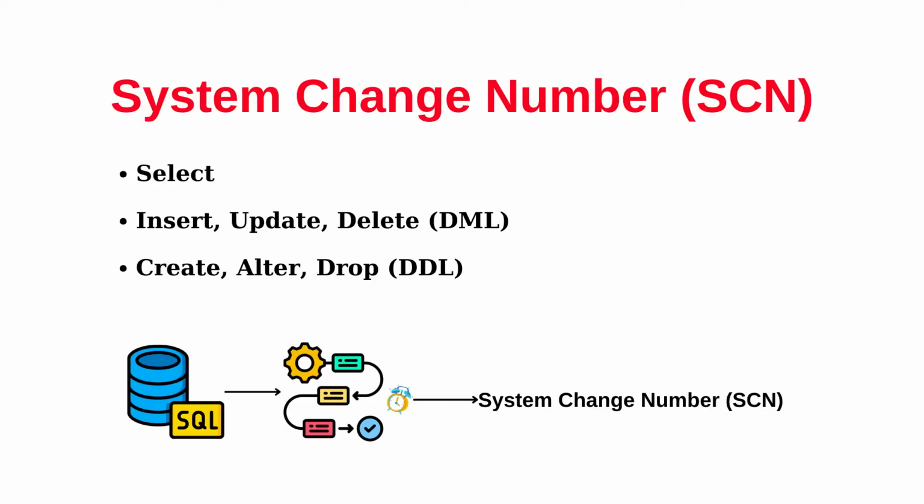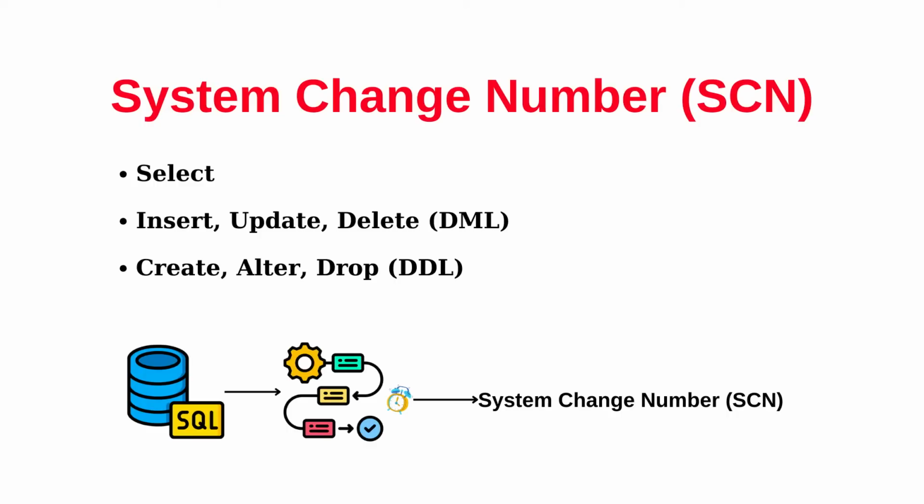System change number is used by the database to ensure data consistency. This number is increased at every commit. If one event has a lower SCN than another event, then it occurred at an earlier time in the database. Every transaction has an SCN.